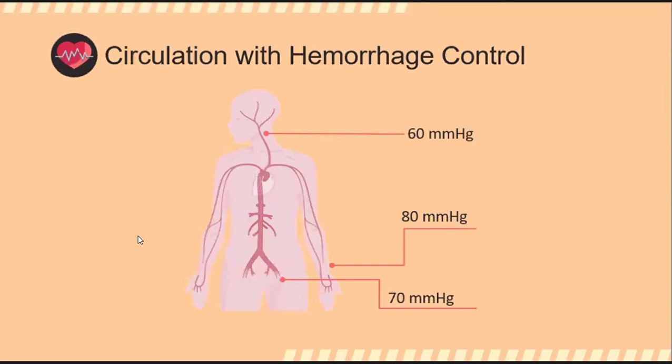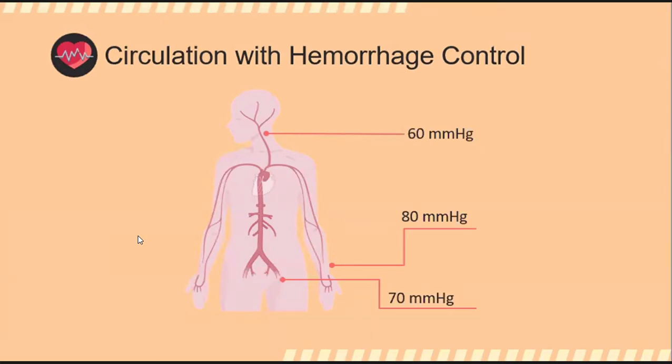So, the illustration of this is the level of SBP at which you can palpate the carotid, radial, and femoral pulse. If the BP is still 70 millimeters mercury, you can still palpate the femoral but you can no longer palpate the radial and carotid. At 60, only the carotid is palpable, and you can no longer palpate the radial and femoral.